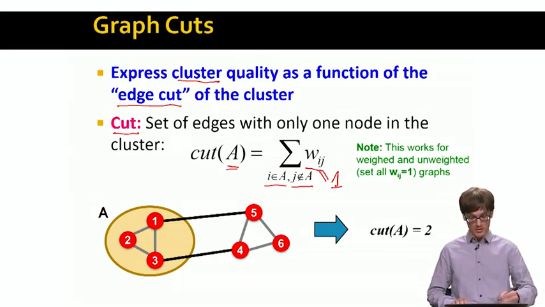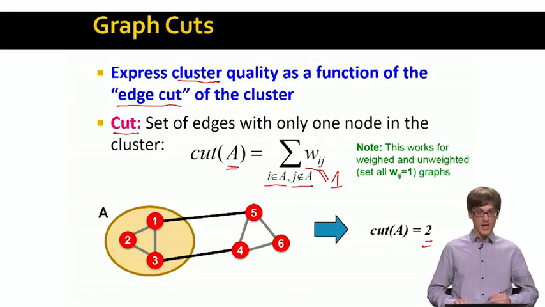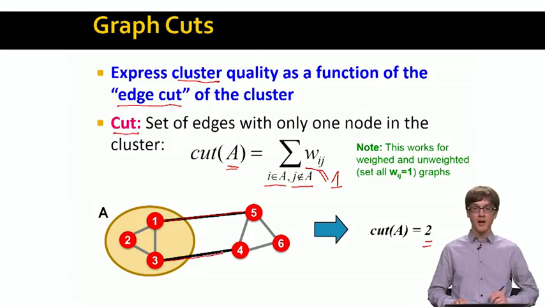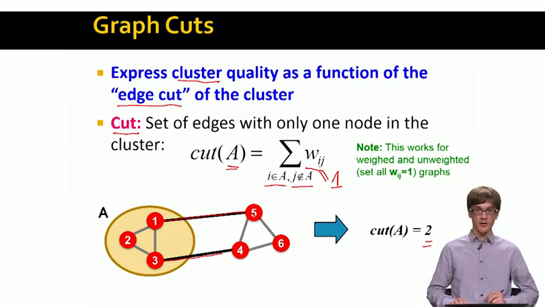For example, if I have this graph here on 6 nodes, and I think of set A to be this yellow set, then what is the cut of this set A? The cut of the set A is 2. Why is that? Because there are two edges, the first black edge and the second black edge, that point outside the set A. One endpoint is in the set and the other endpoint is outside the set. Node number 1 is in the set, and node number 5 is outside. We have two such edges, so the cut score equals 2.